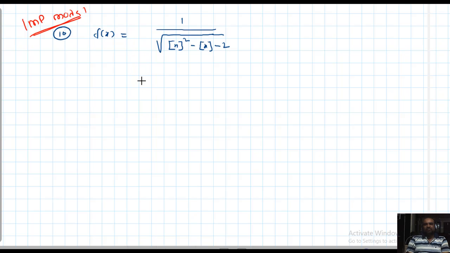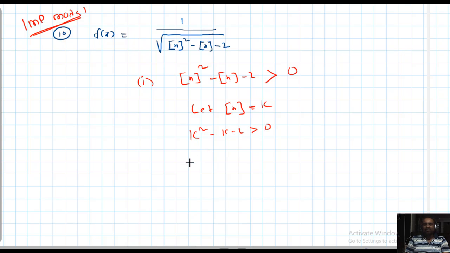Okay. The first step, first condition: sin x whole square minus sin x minus 2 should be greater than 0. To solve the problem easily, I want to take sin x as k. So k square minus k minus 2 should be greater than 0. Such k value I will find first, after that I will find x value. This is actually k minus 2 into k plus 1 greater than 0. Number line: minus 1, 2, plus minus plus.